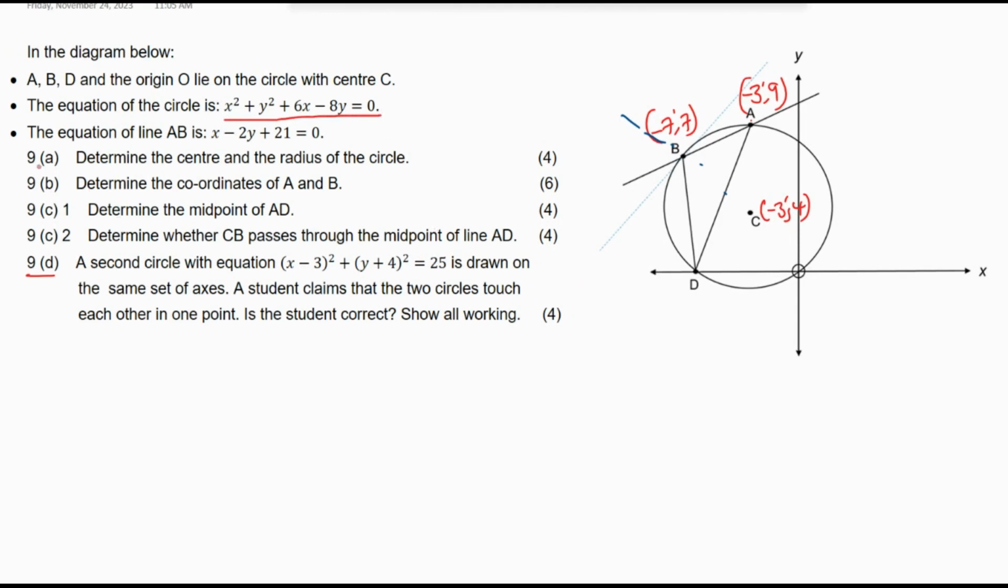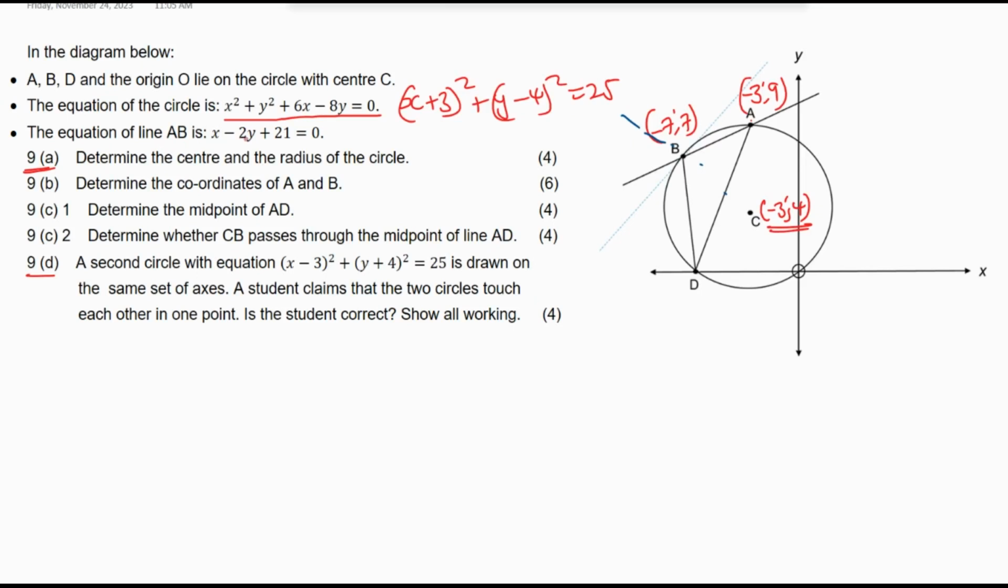But remember that when you're doing question 9A, we managed to complete the square and write this equation in this form, that is (x plus 3) squared plus (y minus 4) squared is equal to 25. Right, we did this. We got this after completing the square. And then we found that the coordinates of the center C are negative 3, 4.